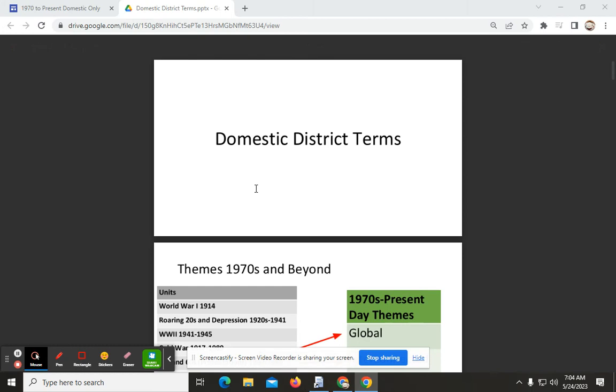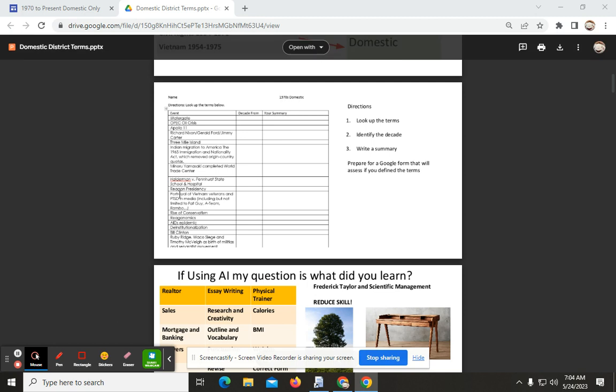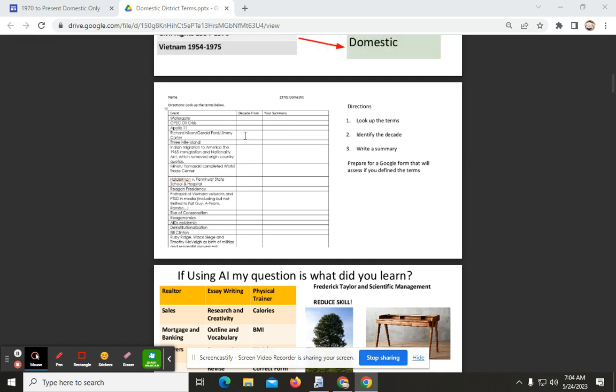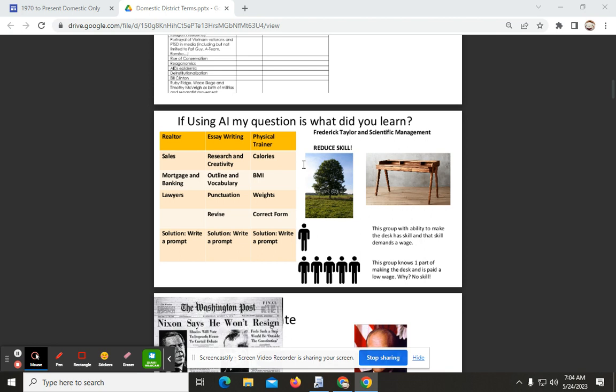This is the final district term. The focus is domestic. Remember, you are required to look up the terms on the left, know what decade, 70s, 80s, 90s, 2000s, write a summary, and have a general definition for each item.